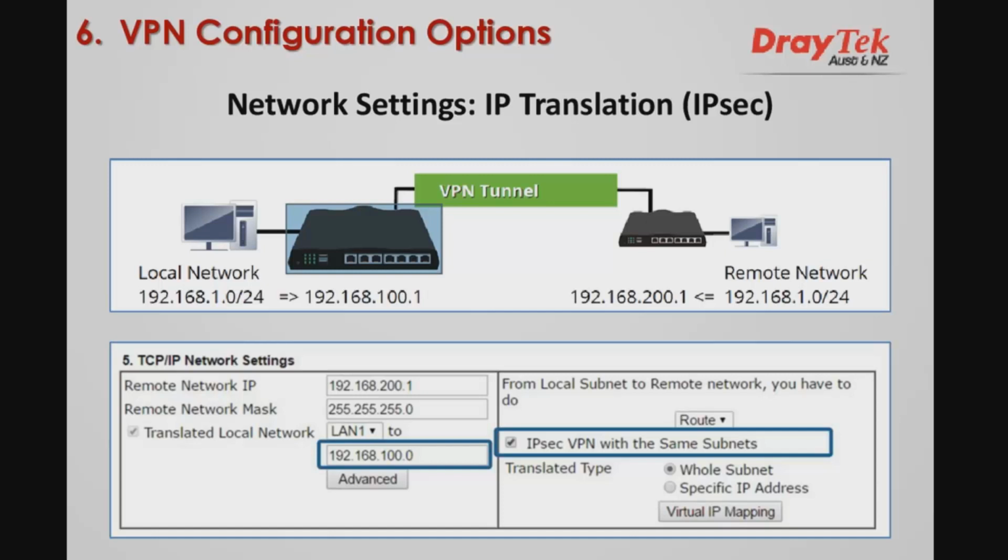This option is available in TCP/IP network settings in the VPN profile. There are two translated types to choose: whole subnet and specific IP address. Clicking on the Virtual IP Mapping button brings up a dialog to specify the local IP address and the mapping virtual IP address.